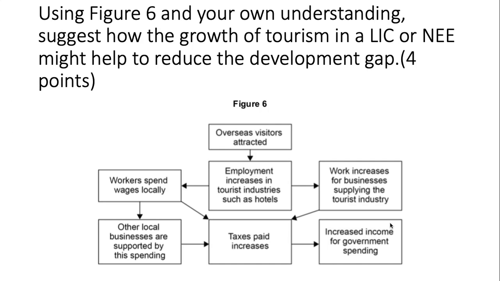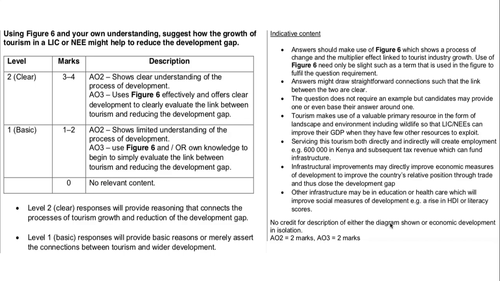Moving on, using Figure 6 and your own understanding, suggest how growth of tourism in an LIC or NEE might help to reduce the development gap. And then we've got Figure 6 here, which shows a multiplier effect. And kudos to the person who referenced the multiplier effect in their answer. Well done. So here's the mark scheme.